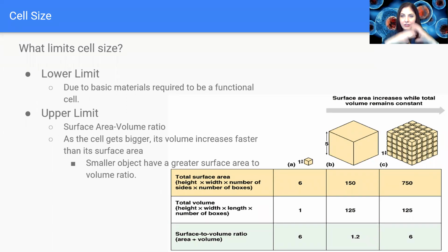Now, as the cells increase their size, that cell surface area to volume ratio decreases, meaning that the volume of the cell grows at a much larger rate than the surface area. So that's why we can't have these really, really large cells.